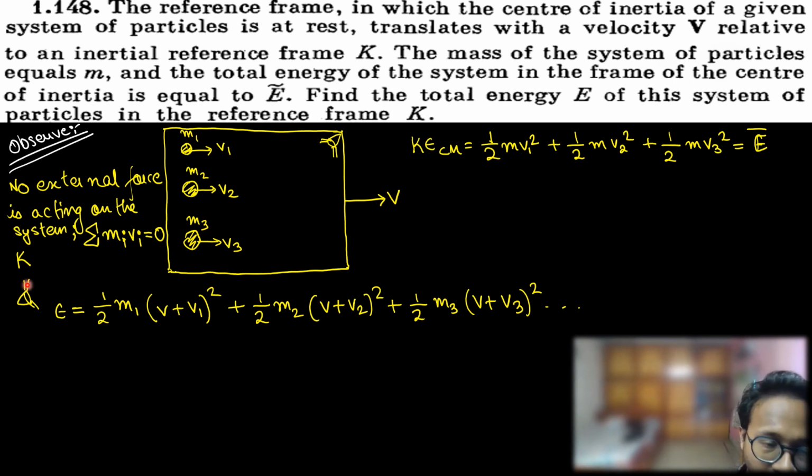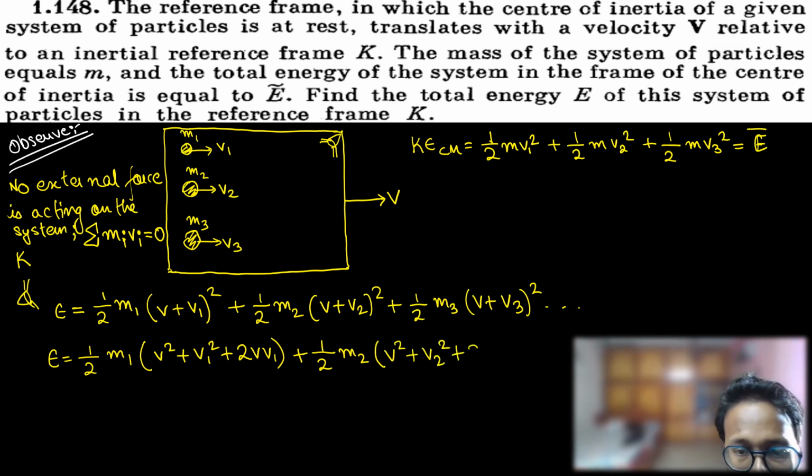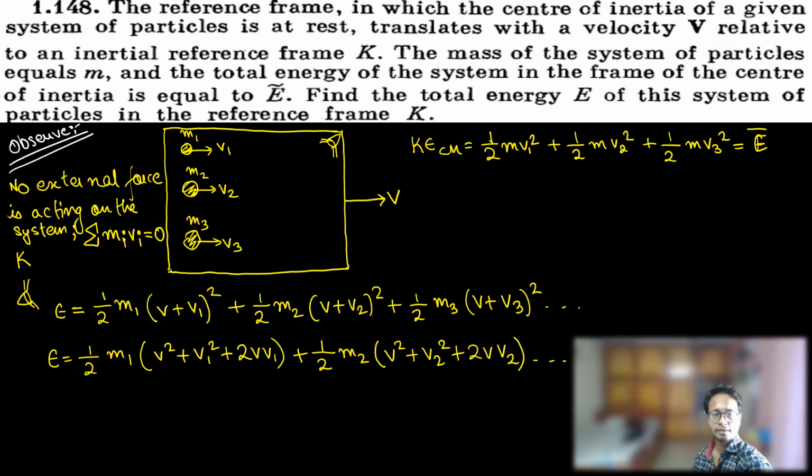Okay, the kinetic energy as observed by this observer is this value, and let me expand this value. E is equal to half m1 into (v plus v1) whole square, that is (a plus b) whole square, or v square plus v1 square plus 2vv1, plus half m2 into (v square plus v2 square plus 2vv2), and so on, isn't it?